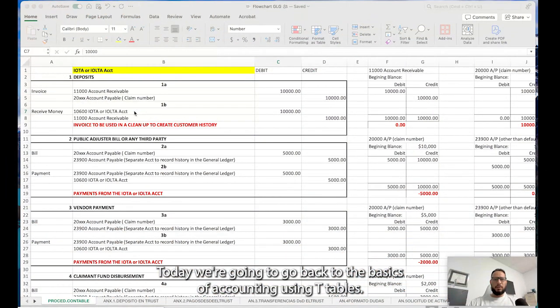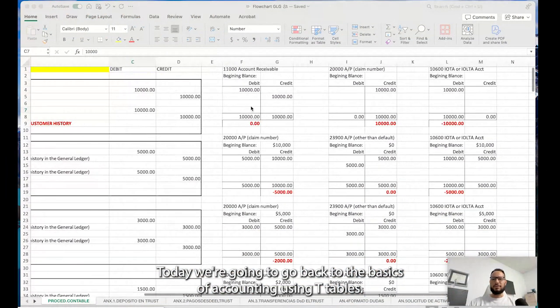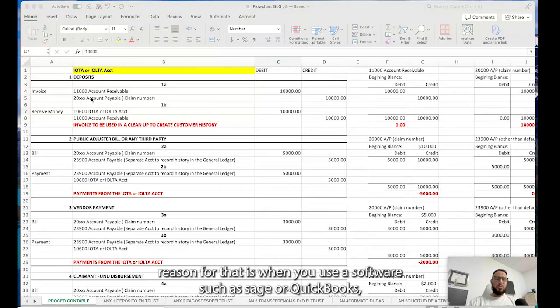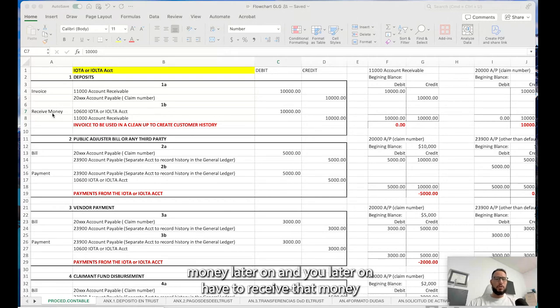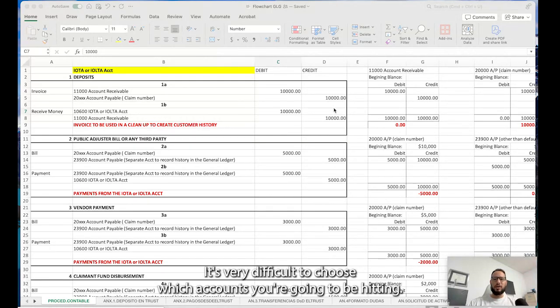Today, we're going to go back to the basics of accounting using T-tables. The reason for that is when you use software such as Sage or QuickBooks, when you create an invoice, it's for anything that you're going to receive money for later on, and you later have to receive that money. When you are creating that invoice and receiving money in the software, most of the time, it's very difficult to choose which accounts you're going to be hitting.